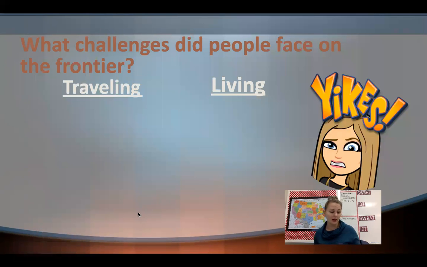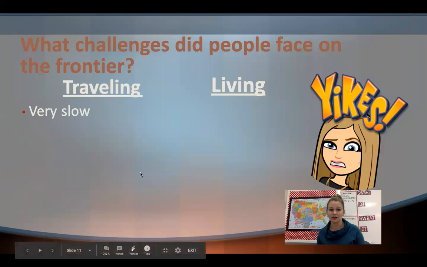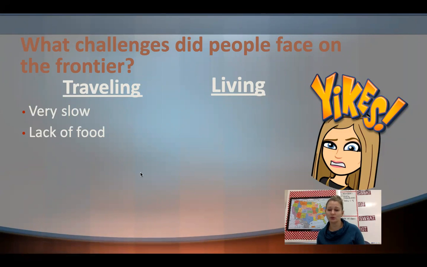So when people got in their wagons and moved out west, it wasn't going to be really, really easy for them. There were challenges of actually going out west, and then there were challenges they had to face once they got there. The travel was very slow. They had a very severe lack of food. A lot of people would starve, some of them starving to death on their travel. Disease was really, really rampant. It was very easy to get sick and not be able to recover from it.